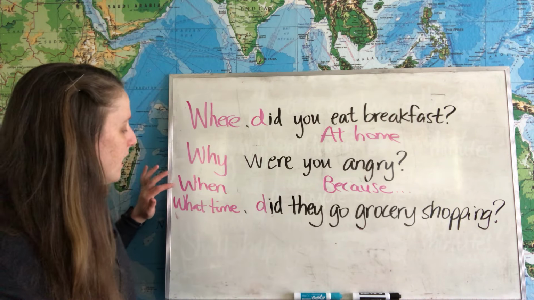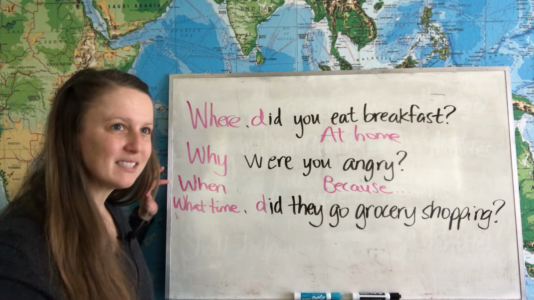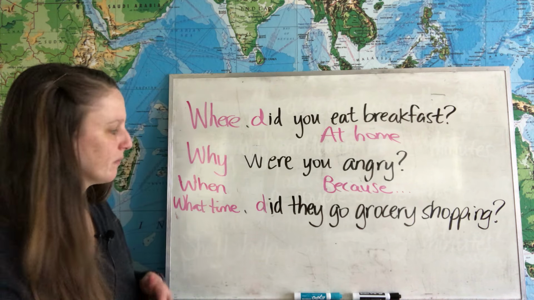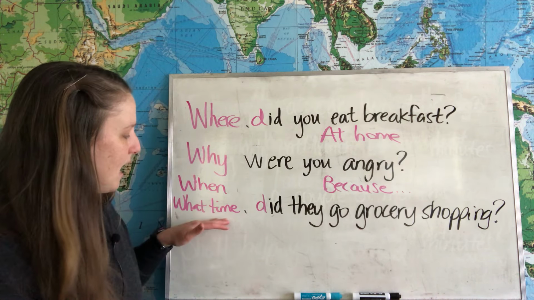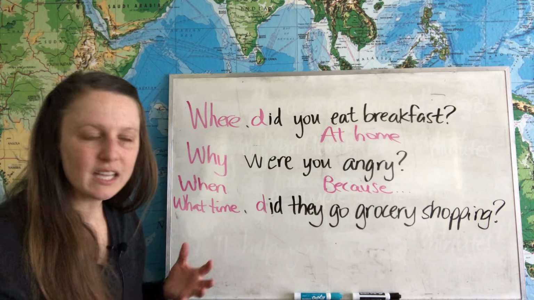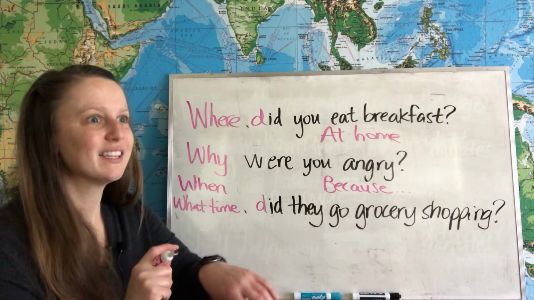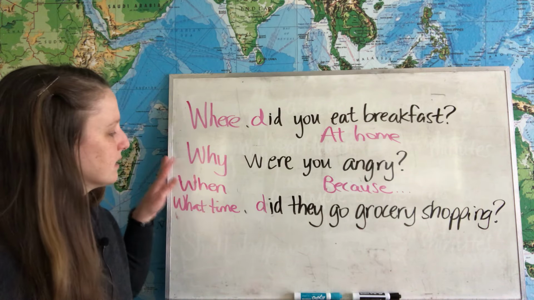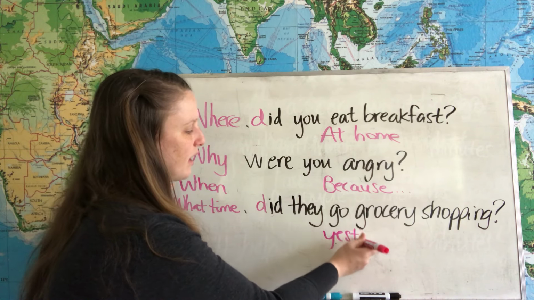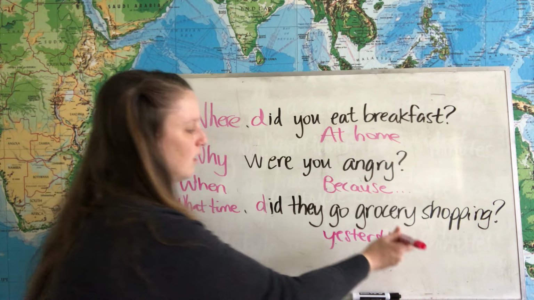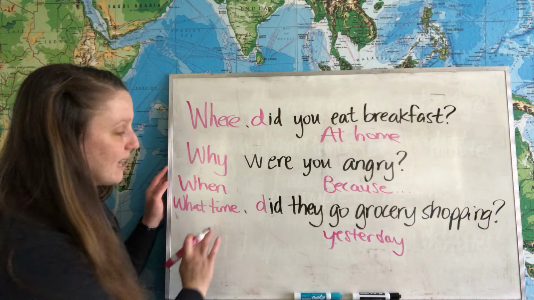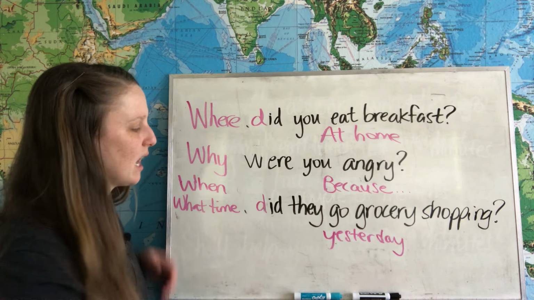The only difference here is that with when, maybe we're asking about something that happened last week or last year or a long time ago. With what time, we're asking about a specific time on the clock. So the answer for what time is always going to be a time on the clock. So when we ask, when did they go grocery shopping? We might say, yesterday, or this morning, or last week. But when we ask what time, the answer is always going to be a time on the clock.